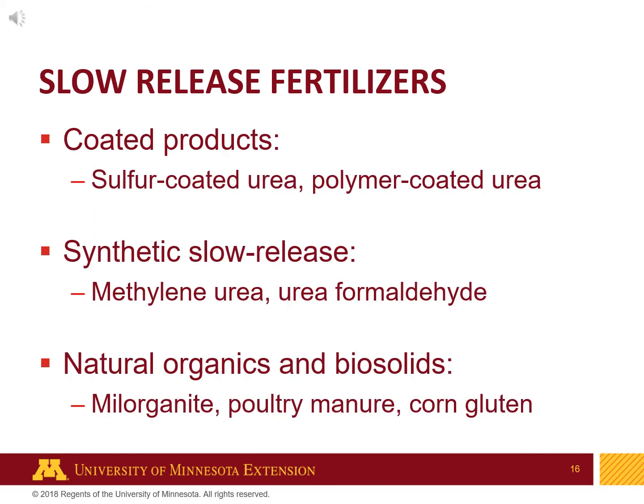Slow-release fertilizers can further be categorized based on their manufacturing process into 3 groups: coated products, synthetic slow-release, and natural organics and biosolids. The 2 most common examples of coated products are sulfur-coated urea and polymer-coated urea. Examples of synthetic slow-release fertilizers include methylene urea and urea formaldehyde. The natural organics and biosolid products are typically plant or animal-based products, and some common examples include Milorganite, poultry manure, and corn gluten.